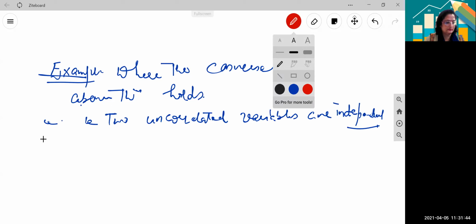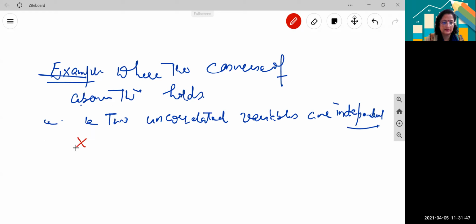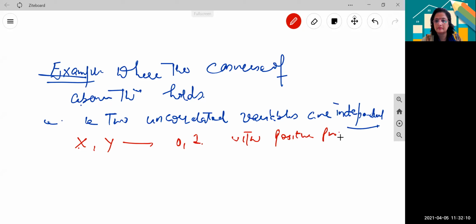So let us take x as a random variable and y as a random variable. Both x and y take the values 0 and 1 with positive probabilities. Let the two random variables x and y take the values 0 and 1 with positive probabilities. It means x has two values 0 and 1 and the probability of x will be, suppose, p1 and p2.